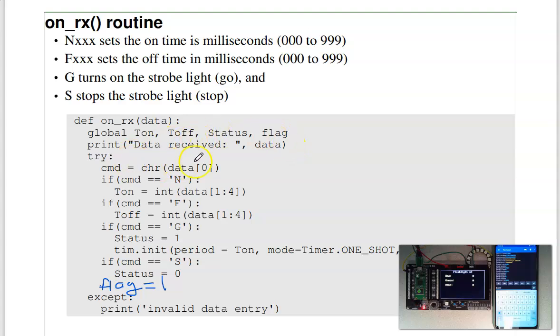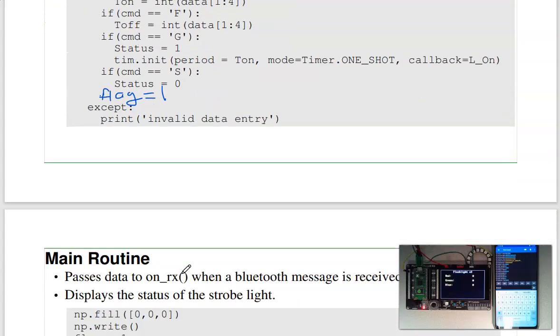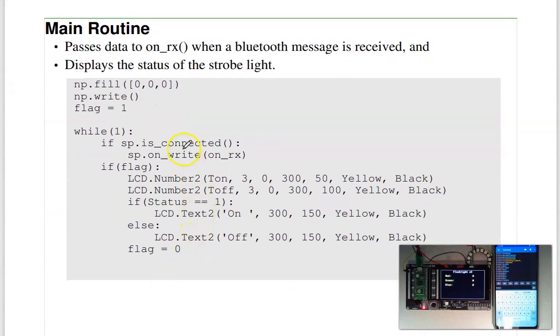If I receive data, I'll then pull out the first digit to see what it was. If it was an on command, T-on is the next 3 digits. Off command, T-off is the next 3 digits. A go, I'll set status to 1, and then start the strobe light. If it was a stop, I'll set status to 0. Then the main routine just sends data to the interrupt service routine anytime data is received. If the flag is set, meaning just received data, update the LCD display and clear the flag. So here's what that looks like.